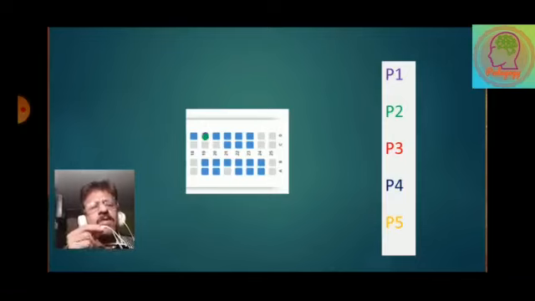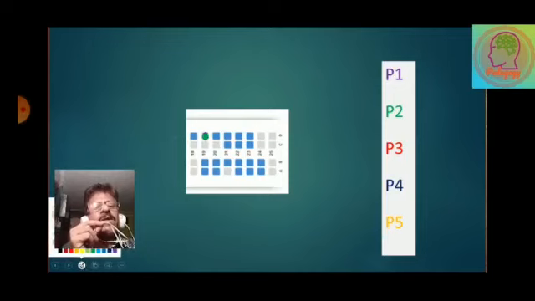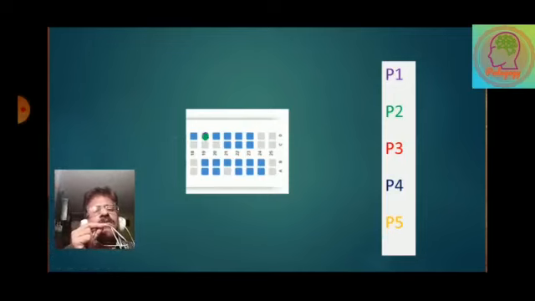We are going to discuss the critical section problem in operating system. Suppose we consider here 5 processes and the shared memory considered in the middle diagram.